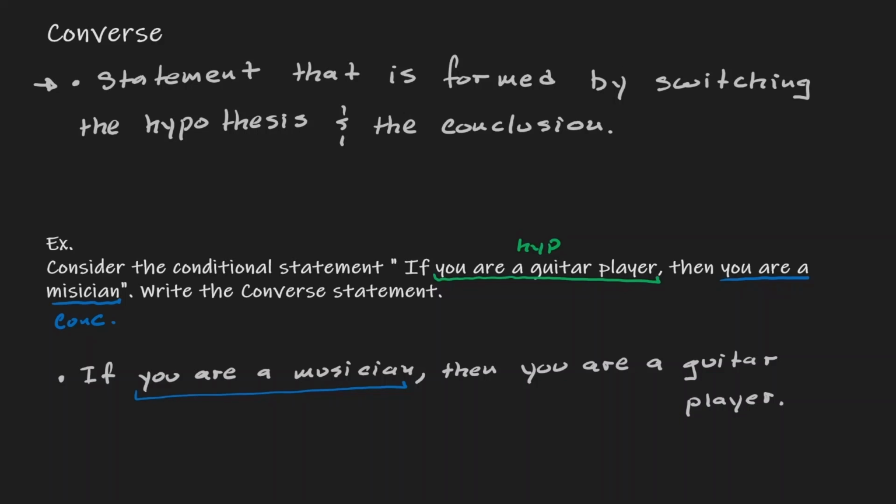Now, if we want to put some kind of notation to it, we can say that the conditional statement has the form P arrow Q. Then the converse, if we switch the hypothesis and the conclusion, will be Q arrow P. All we're doing is switching the location.